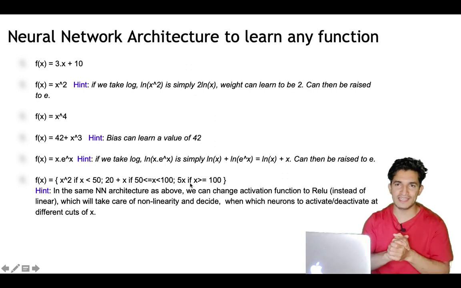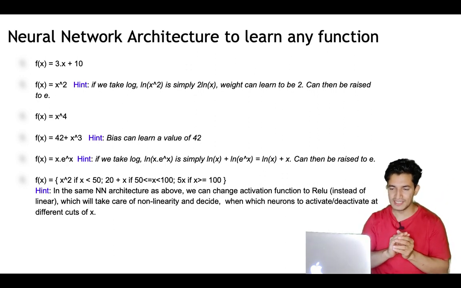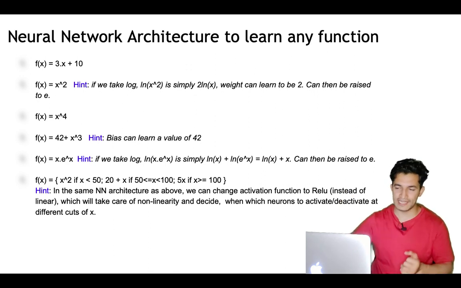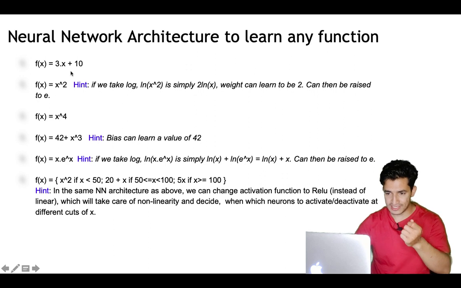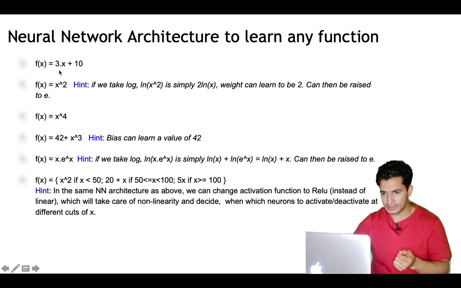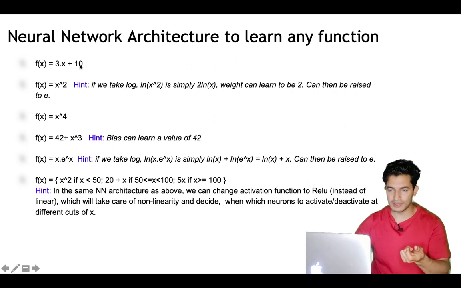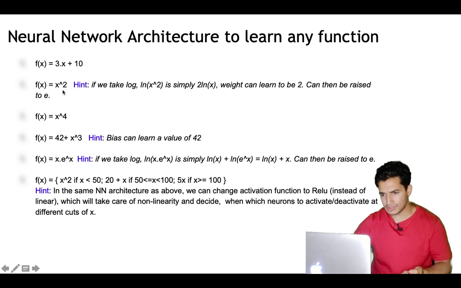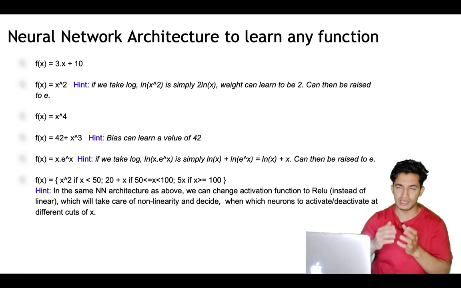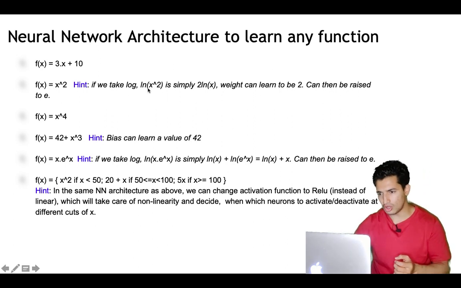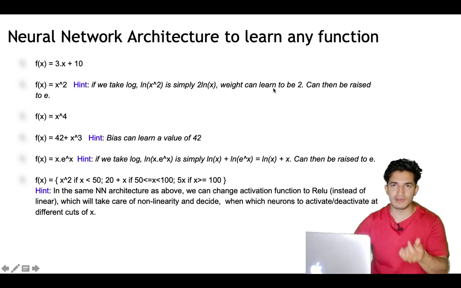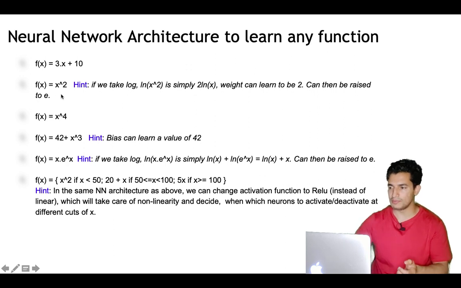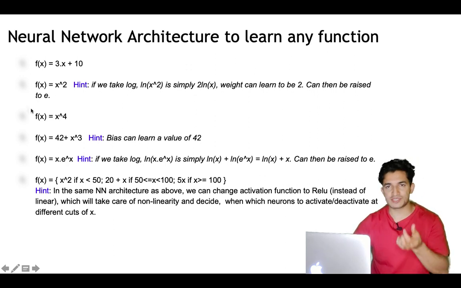So let's come up with an architecture and use the learning of the fundamental tasks of addition and multiplication to train a neural network which can approximate or learn any function. First let's look at all these tasks. For 3x plus 10 we can simply have a neural network with linear activation, and it will learn that the weight is equal to 3 and the bias is 10. For x square, we can transform the input through a log layer, and log of x square will become 2 times log of x, right? The neural network will learn that the weight is close to 2, and finally it will be passed through a nonlinear activation layer of exponential function.